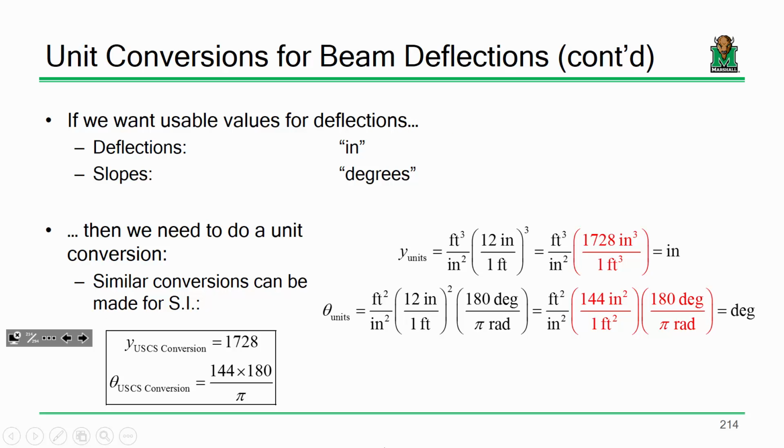They're pretty easy to derive. They're all just functions of inches. If you look at deflections, you end up having a foot cubed left over, so if you want to convert that into inches cubed, you'd take 12 to the third power. So 12 times 12 is 144, times another 12 is 1728.